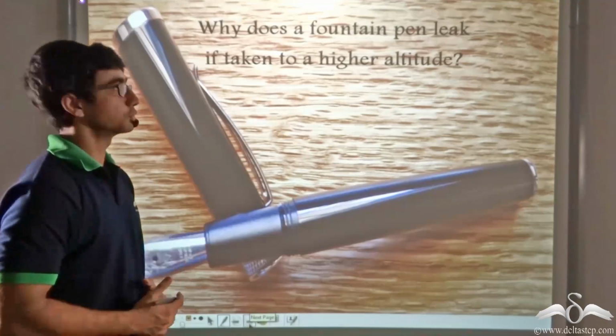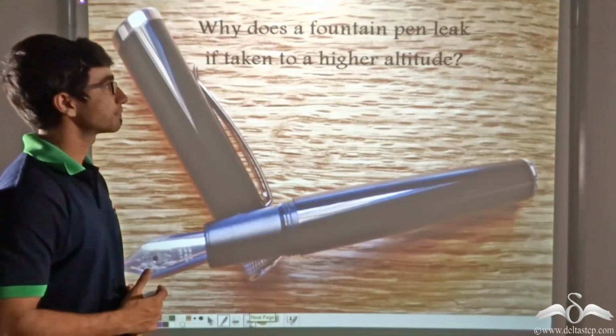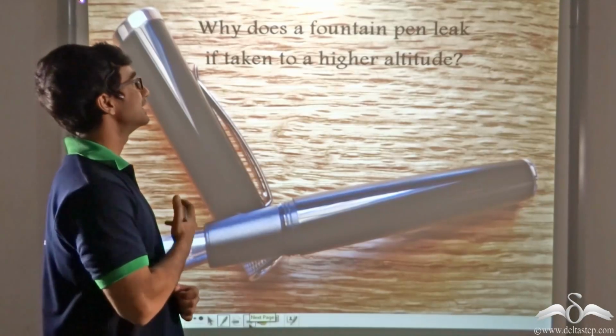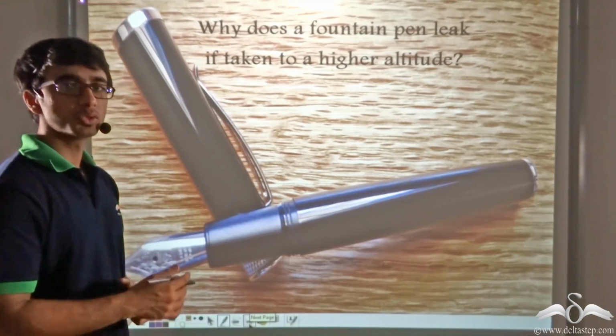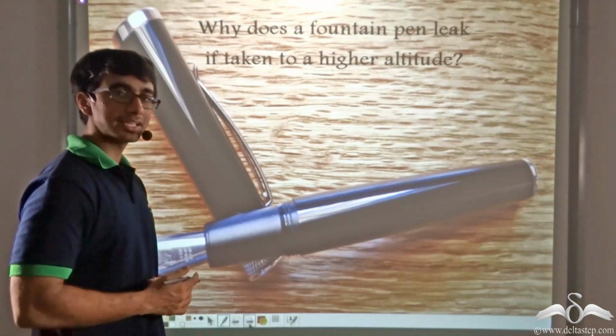Now I have a question for you. The question is, why does a fountain pen leak if taken to a higher altitude? I'm sure you must have used a fountain pen at some point in your life.